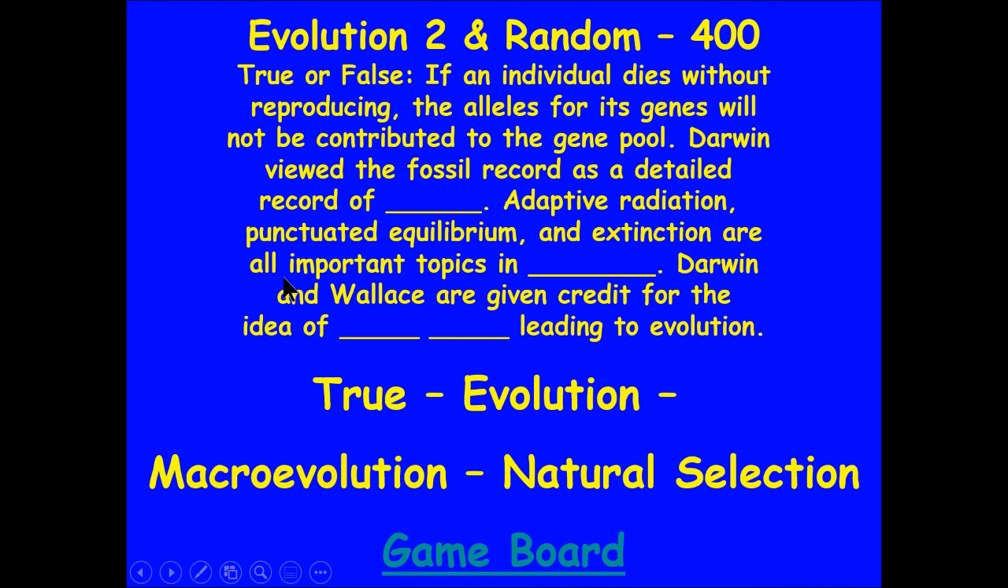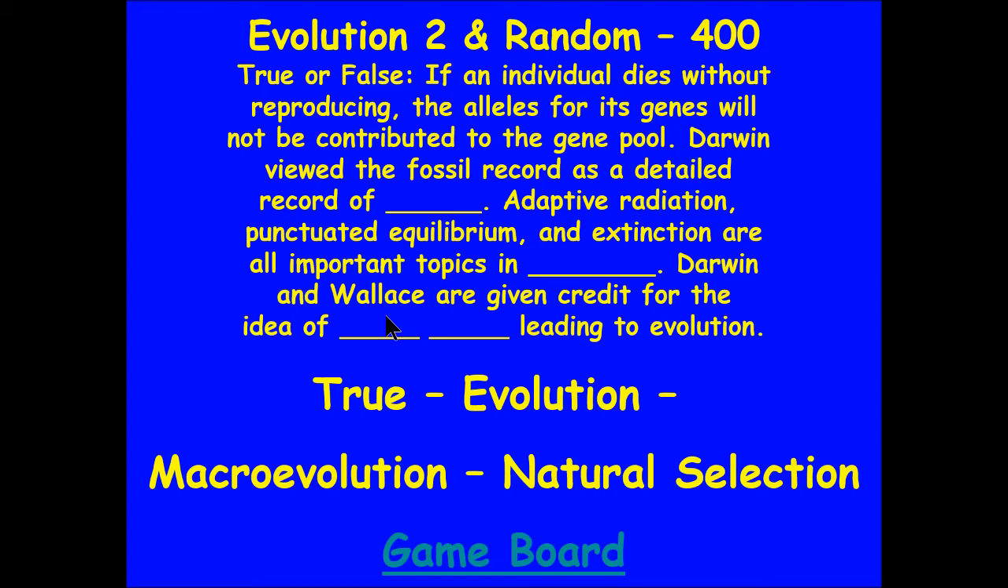Macroevolution includes adaptive radiation, punctuated equilibrium, extinction, coevolution, convergent evolution. Those are all topics of macroevolution. And Darwin and Wallace. Remember, Wallace was the guy that was a fan of Darwin. He was doing his own research in the Southern Hemisphere, sent his paper to Darwin to get his ideas.